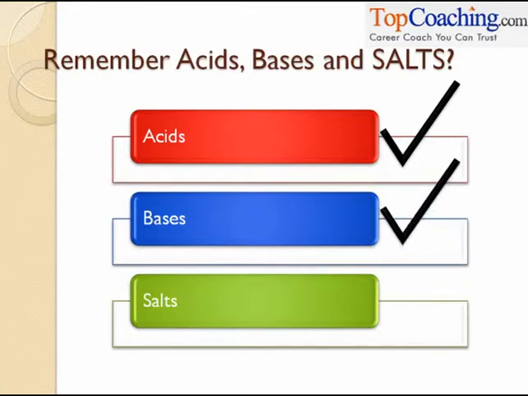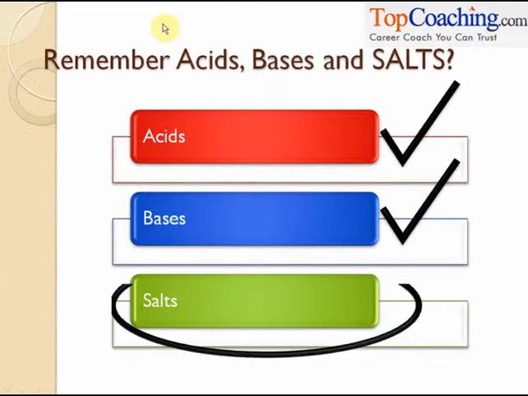Acids were substances which released hydronium ions in water. Bases were substances which released hydroxyl ions in water and neutralized acids. The third category which we haven't yet touched is salts. What exactly is a salt? That's what we learn right away.